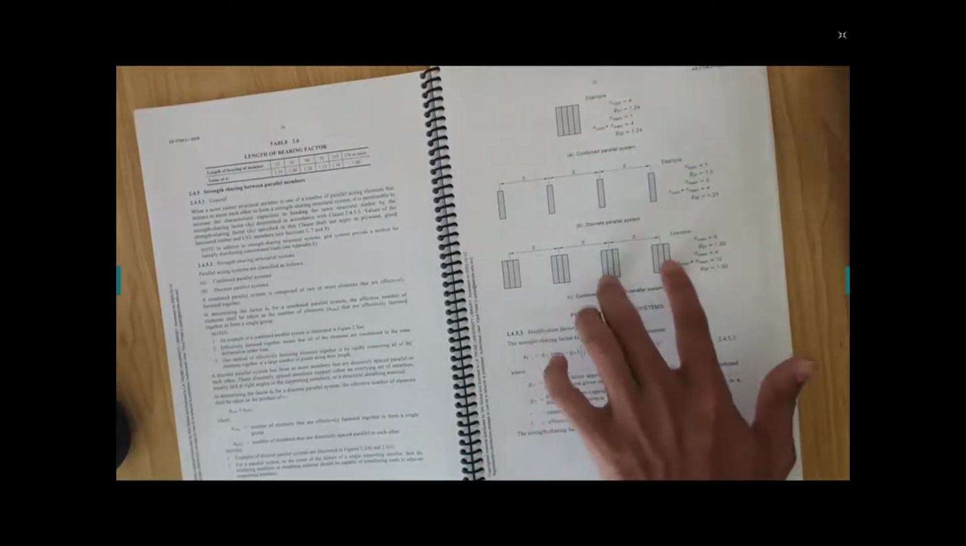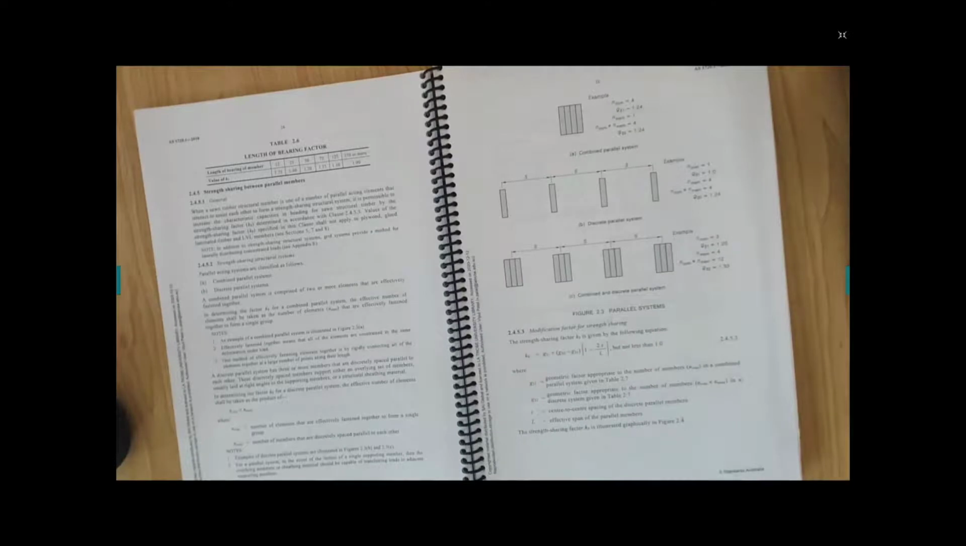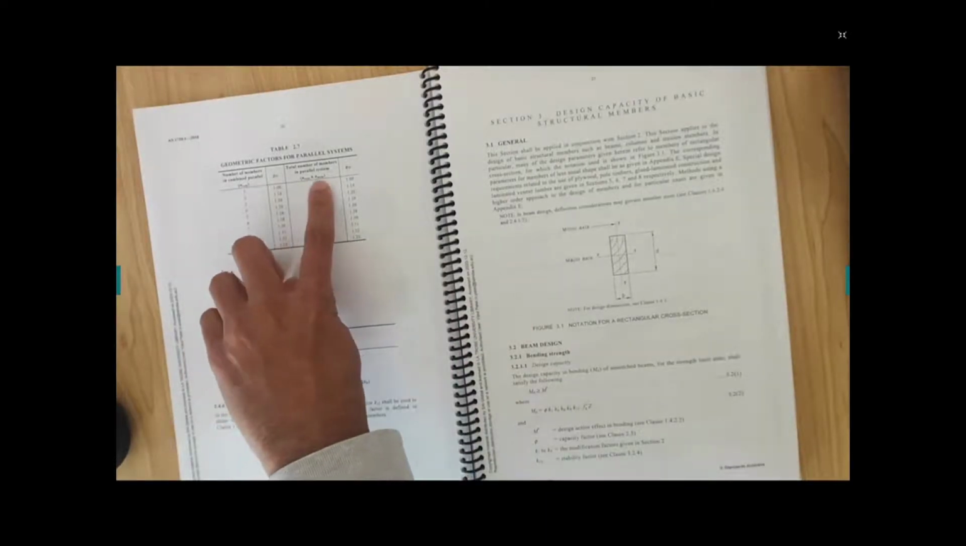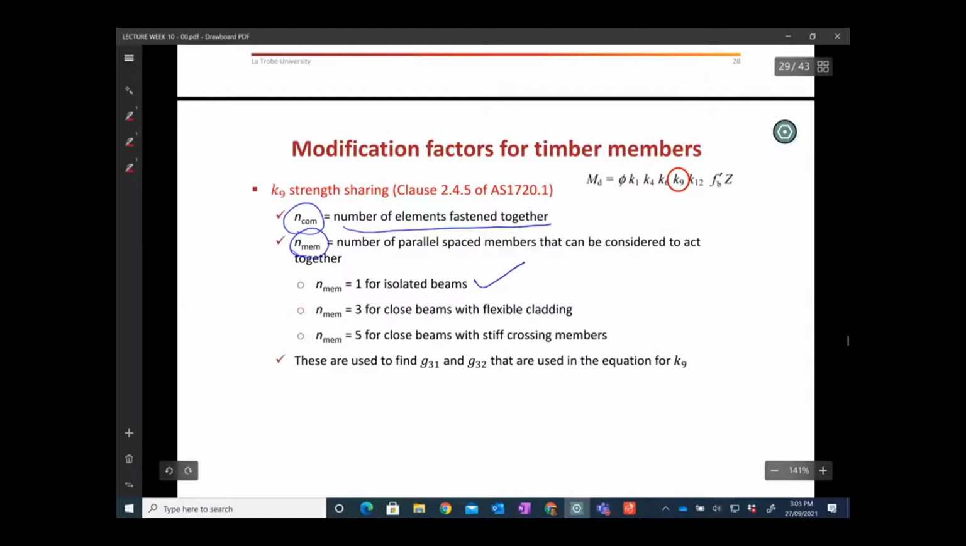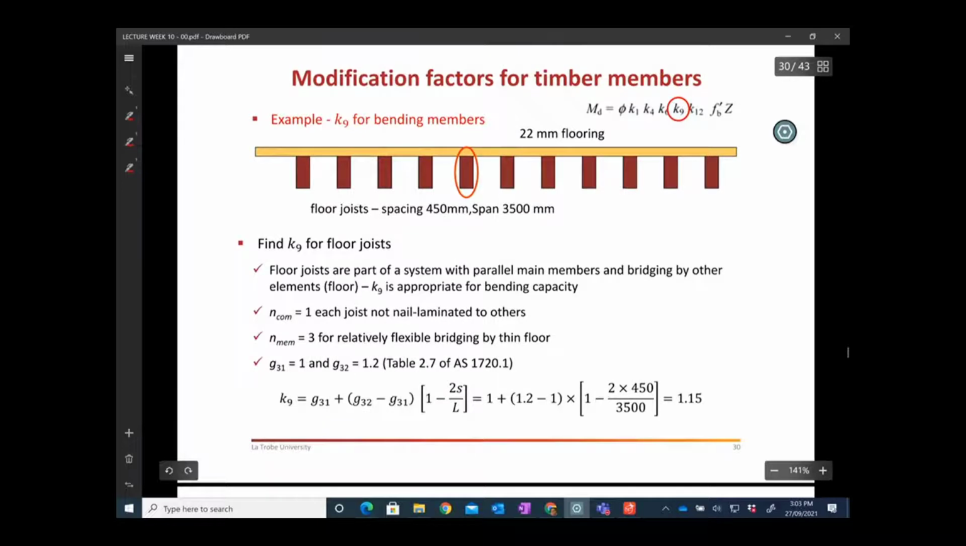Once you have that, you can plug in the value, where S is the spacing between the beams, and the span of the beam, that is the length of the beam, is L. G31 and G32 are just read from the tables based on your N combination and N number of members. All right, so that's what they talk about for K9.